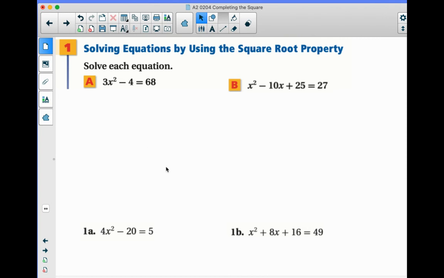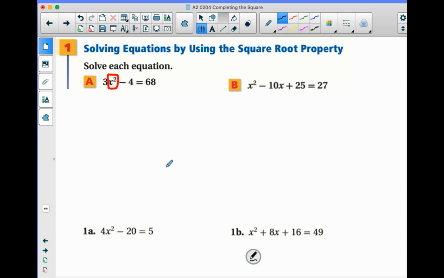Here we go. 3x squared minus 4 equals 68. Remember, if you do something on one side of an equation, you have to do it on the other side to keep it balanced. So we're going to try to isolate this x squared. Get it to just be x squared on that side.